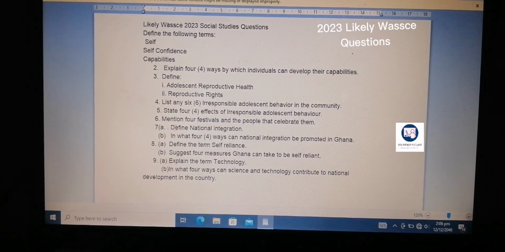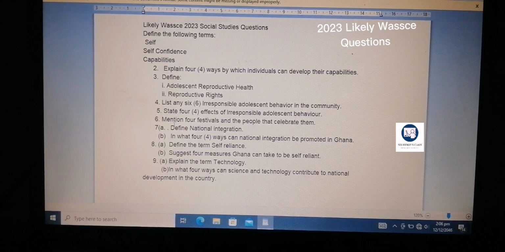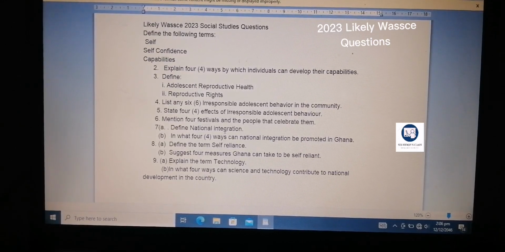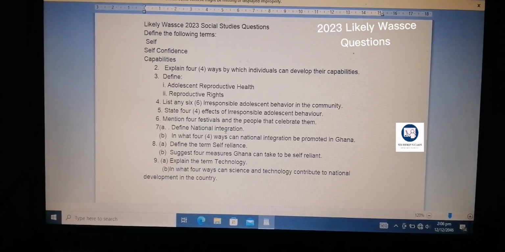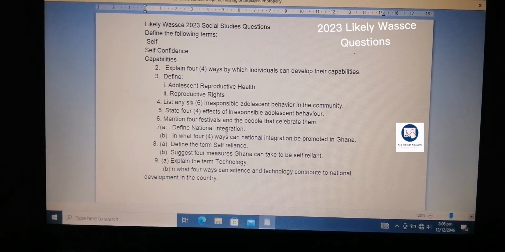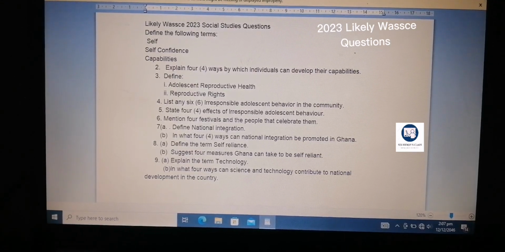7A, define national integration. Now, national integration means bringing together all people of different ethnic groups into one common society with a common sense of togetherness. National integration simply means bringing together people from different ethnic groups to form one common society with a common sense of togetherness.